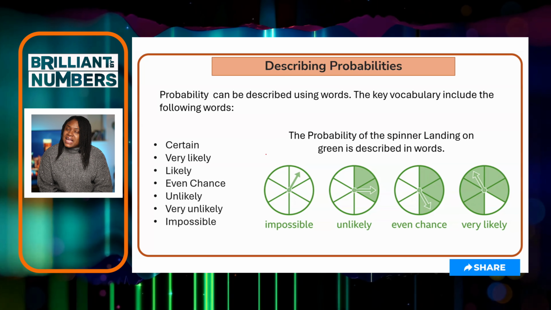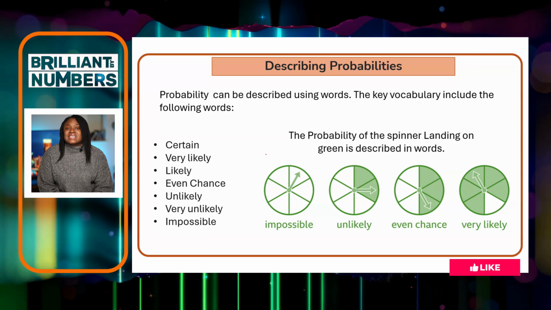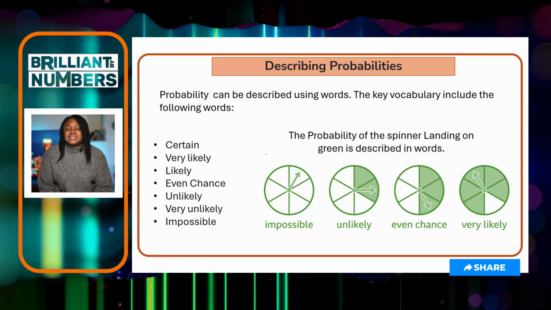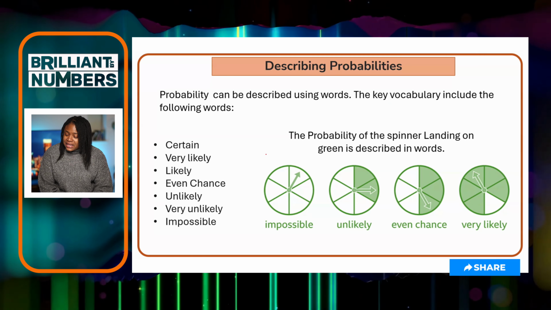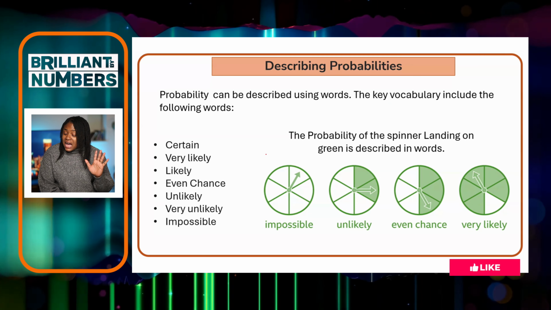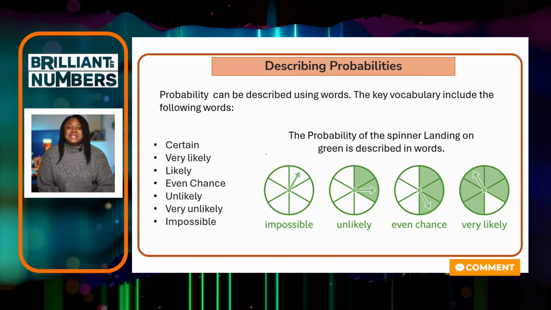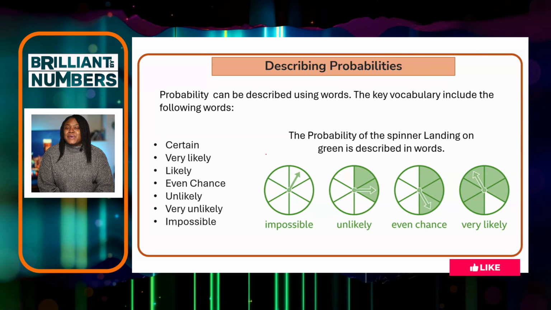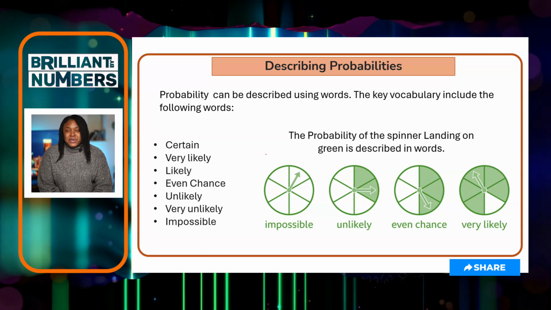Then we've got 3 out of the 6 parts shaded here. That means it is an even chance of us getting green on the spinner. And then we can see that 5/6 of the last spinner is shaded green. Therefore, it is very likely that when we spin that spinner, we're going to get green. So words are used there.